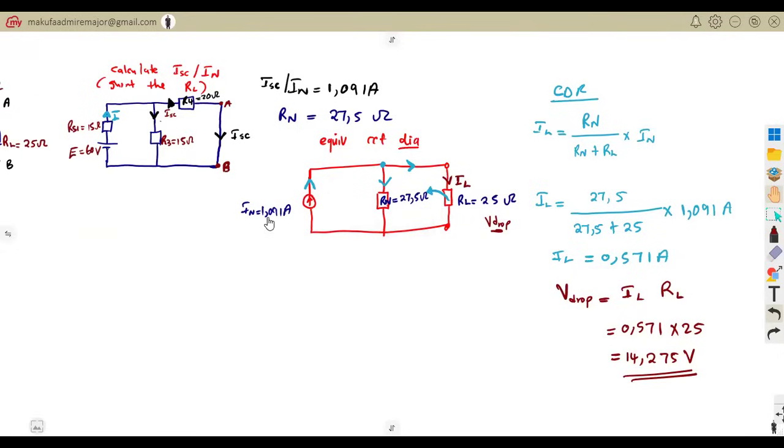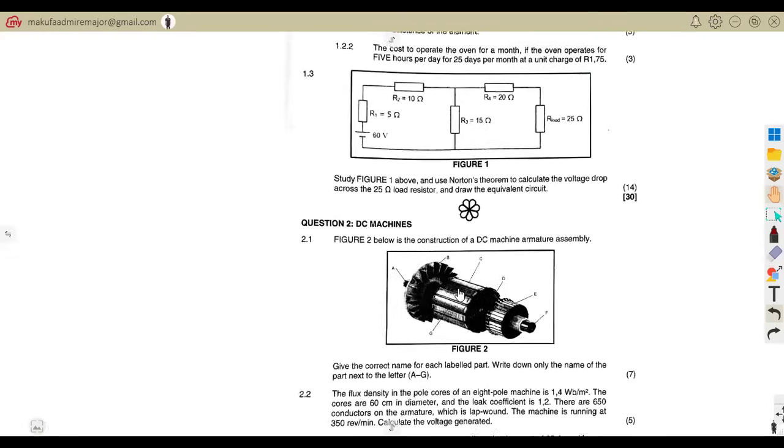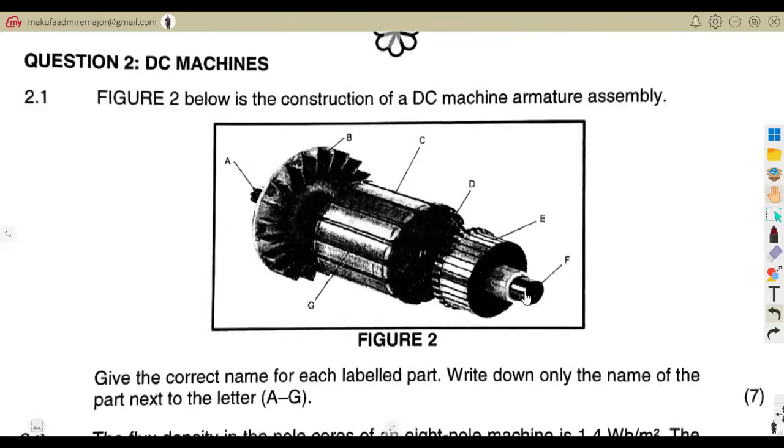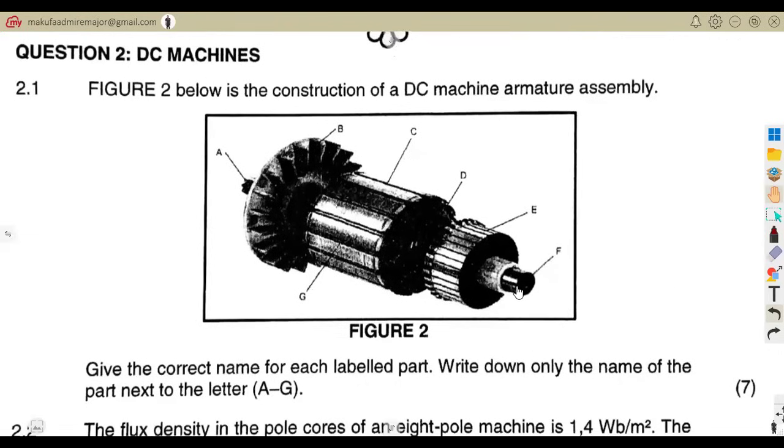So Norton's theorem, like I said, just go through also the revisions for N4 Industrial Electronics. There I explained these theorems, like every theorem that is required in our syllabus, one by one. So it can help you to just have the basics.